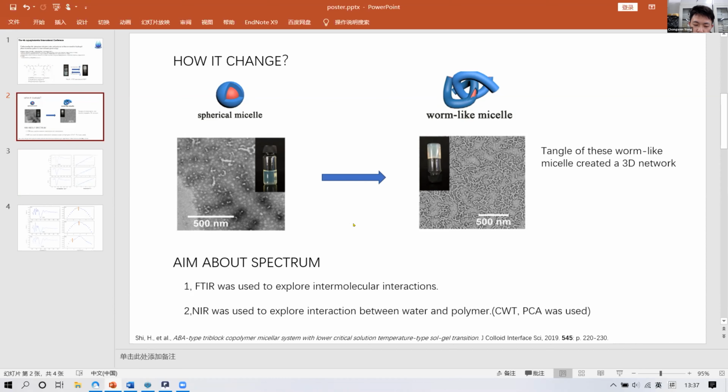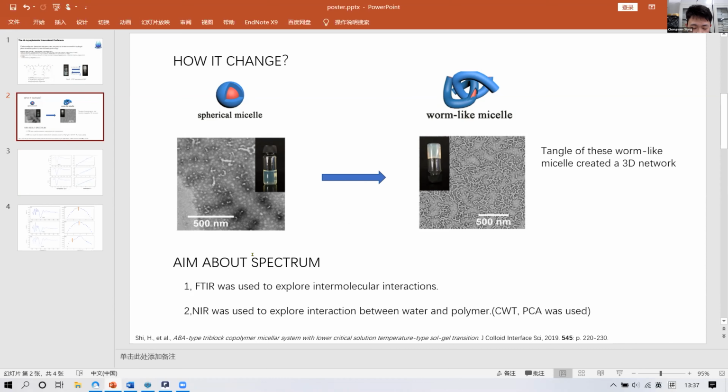So what information do we want to get from the spectra? First, we want to use FTIR to explore the intermolecular interactions, and NIR to explore the interaction between water and the polymer. And for this method, CWT and PCA analysis were used.